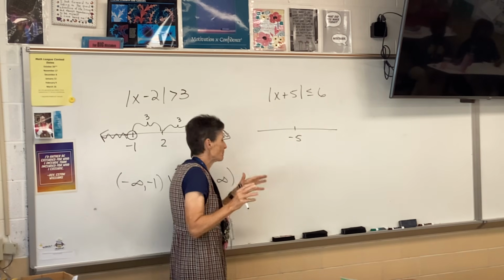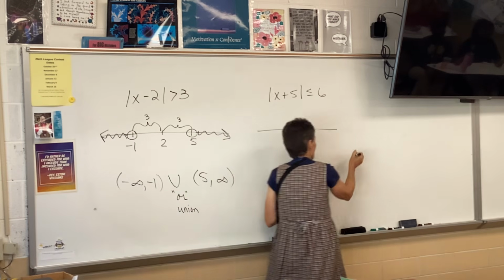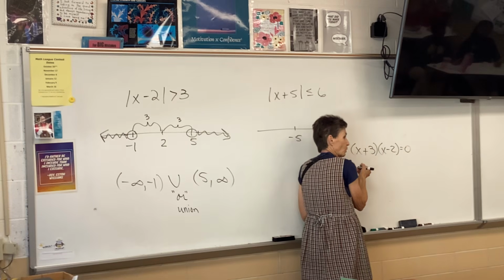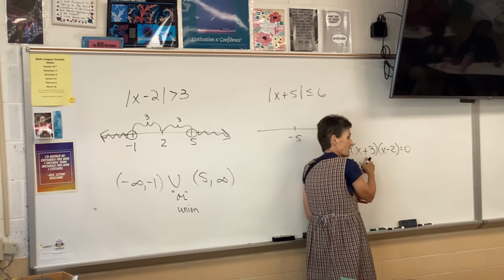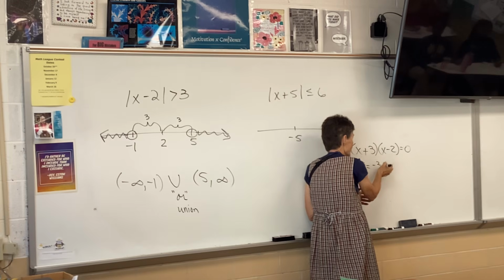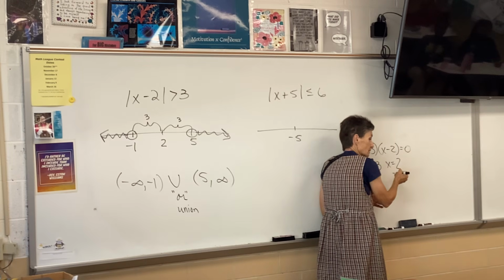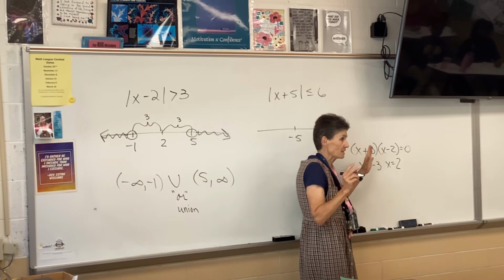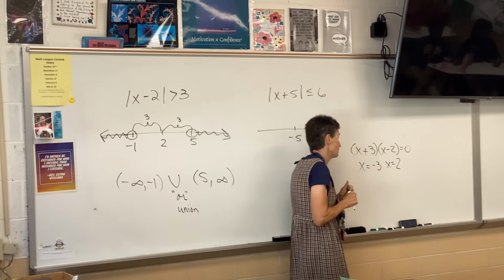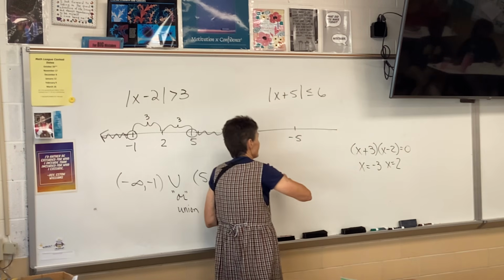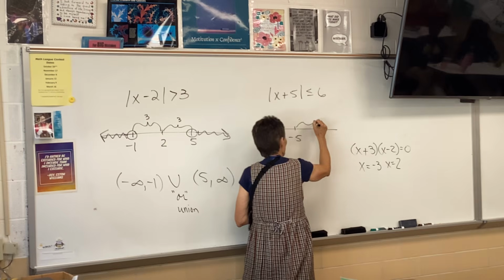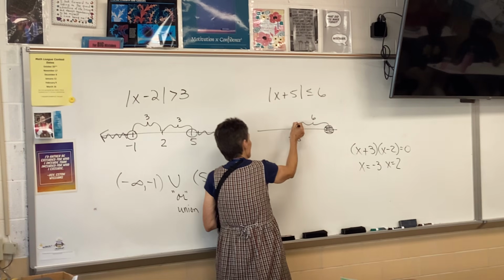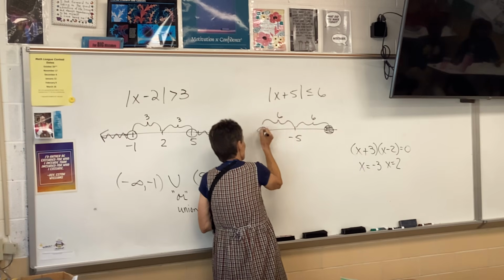Guys, remember when you factored a problem and you got something like this? What did you say the answers were? The answers were negative 3 and positive 2? Wasn't it the opposite of what was in the parentheses? Yeah. This is the same thing. It's the opposite of what's in the absolute value. So it's negative 5. Now, I'm going to count forward 6 and put a closed dot, and I'm going to count backwards 6 and put a closed dot.